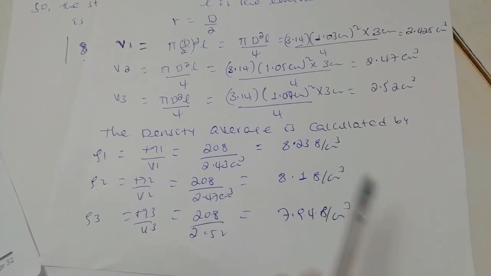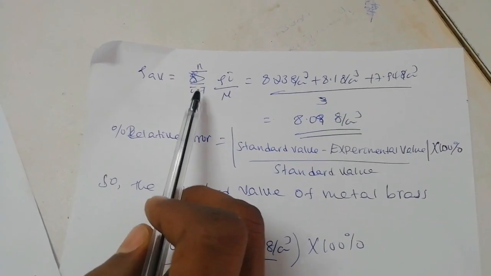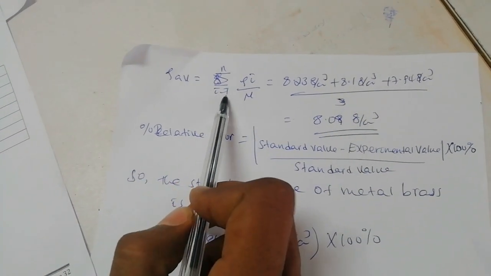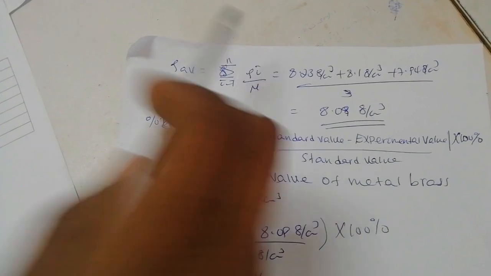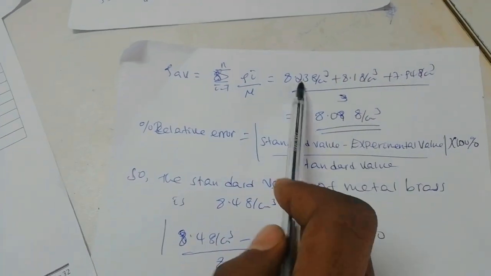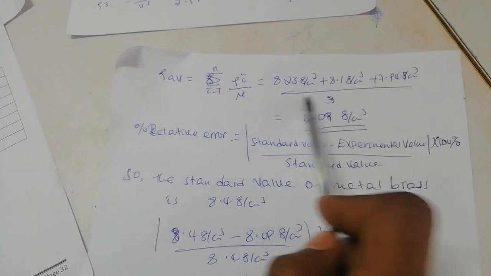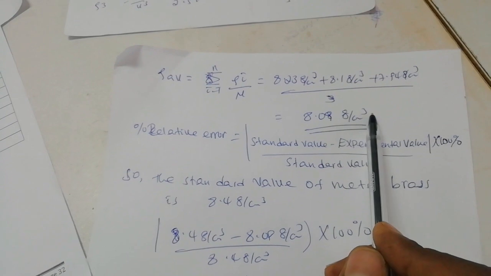We have three densities. For these three densities, we find the average density, or the mean density: the summation of i from 1 to N of the individual density measurements, divided by N. Individual measurements means we have density 1, density 2, density 3. So density 1 plus density 2 plus density 3, divided by 3. The average density is 8.09 gram per centimeter cube.